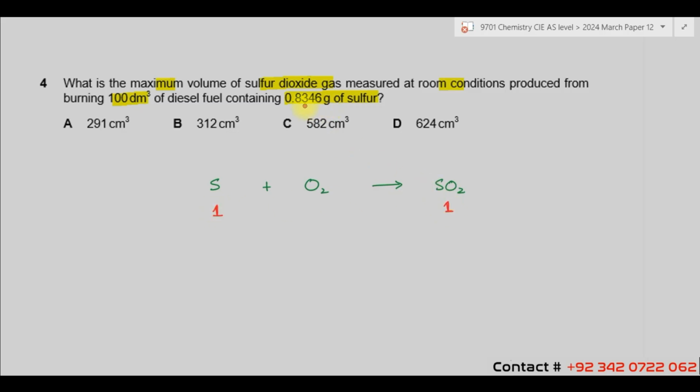We have the mass of sulfur, so we can convert the mass into moles. Moles equals mass in grams divided by atomic mass. Atomic mass of sulfur is 32.1. So the number of moles present in 100 decimeter cube of diesel is 0.026 moles of sulfur. So if 1 mole of sulfur forms 1 mole of sulfur dioxide, then obviously 0.026 will form the same moles of sulfur dioxide.